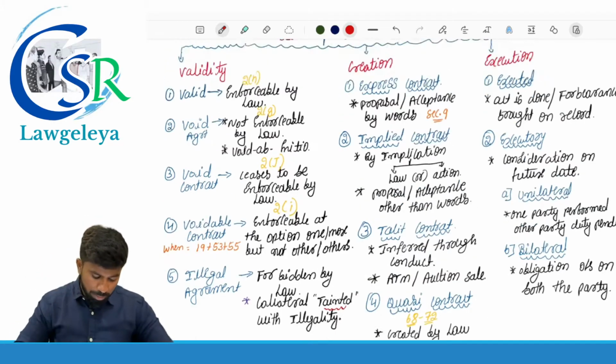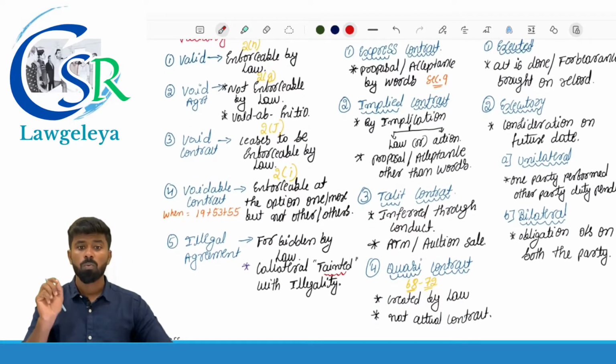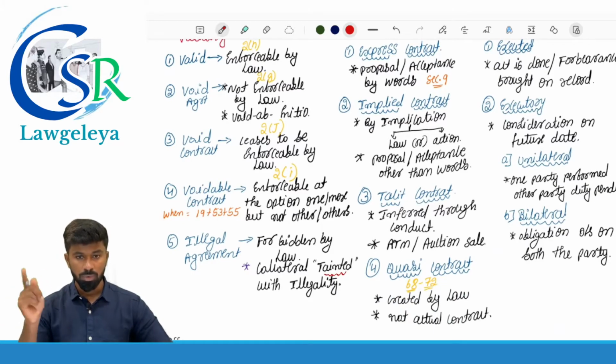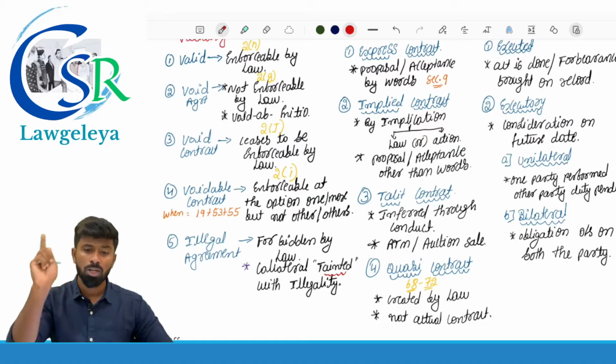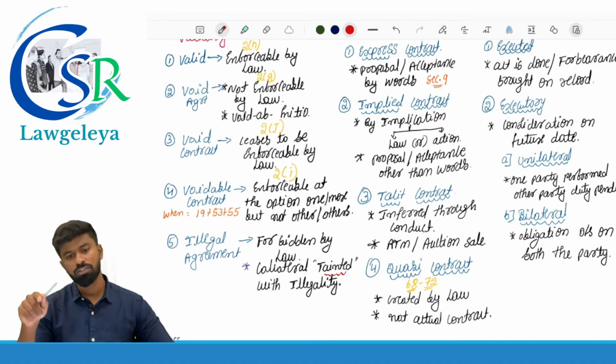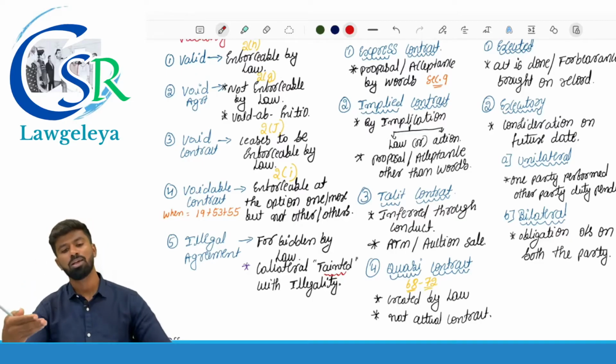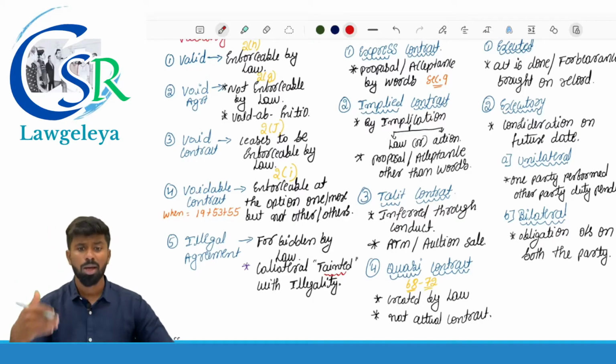So these are the types of contract based on what? Validity. What is the first one? Valid, enforceable by law. Void agreement, not enforceable by law, and they are void ab initio. Void contract ceases to be enforceable by law. Voidable contract, enforceable at the option of one or more, but not at the option of the other. And what is the section number? 19, 53, 55. Next one, illegal agreements, which are forbidden by law or punishable by law, called as illegal agreement.